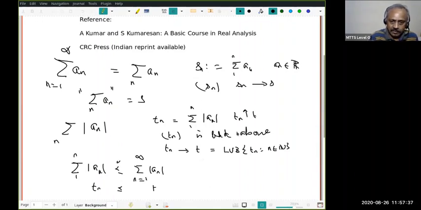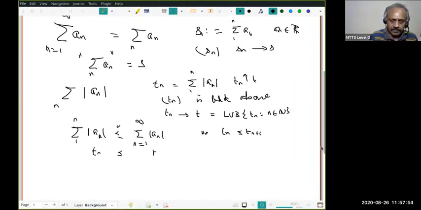You understand? For us, T_n is less than or equal to T_{n+1}, which is a correct statement for all n, because I am adding one extra positive term, |a_{n+1}|. But to say the earlier inequality, you have to go back to the definition of the sum of the series. Is that understood? Okay.